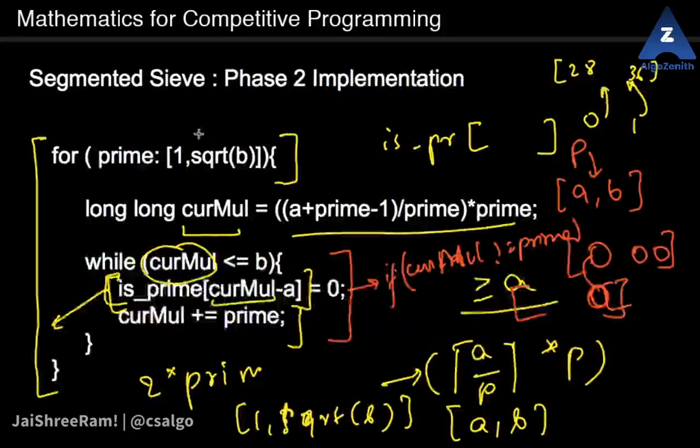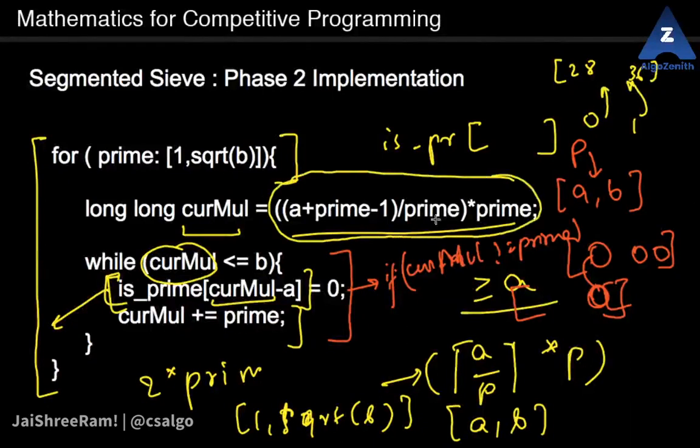However, the pseudocode part of the thing remains the same, okay. So this is the whole idea of the pseudocode. And this is the idea to find out the next multiple of prime greater than or equal to a.